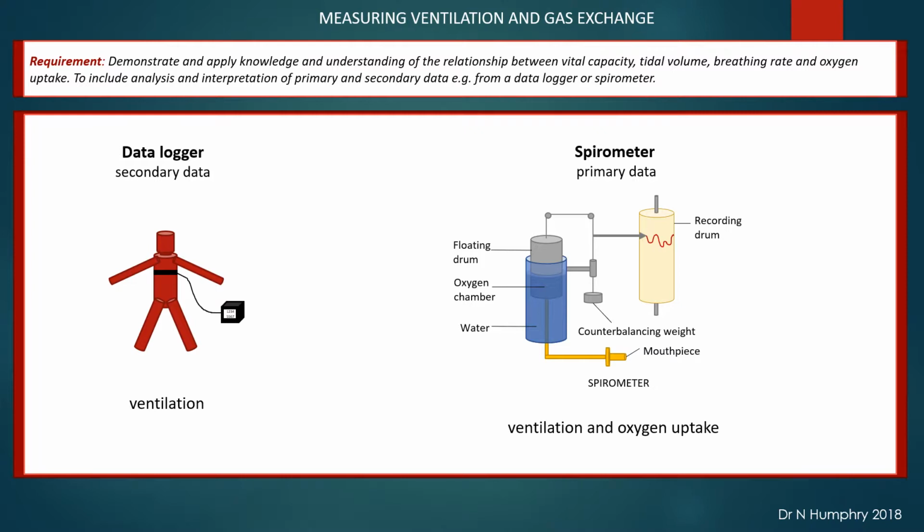To use a spirometer, a subject breathes through a mouthpiece connected to an oxygen chamber in a floating drum. The volume of air in the oxygen chamber changes with breathing, affecting the buoyancy of the drum, which can be recorded on a chart fixed to a second drum or electronically. The chamber contains soda lime to absorb exhaled carbon dioxide. The volume of carbon dioxide exhaled can be calculated and is equal to oxygen uptake.